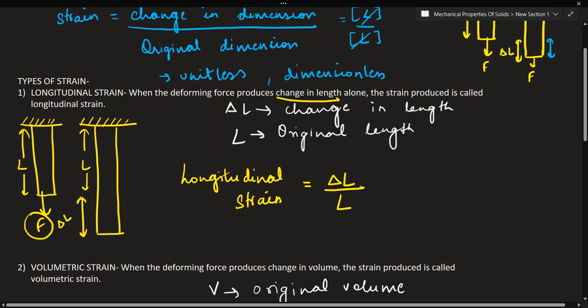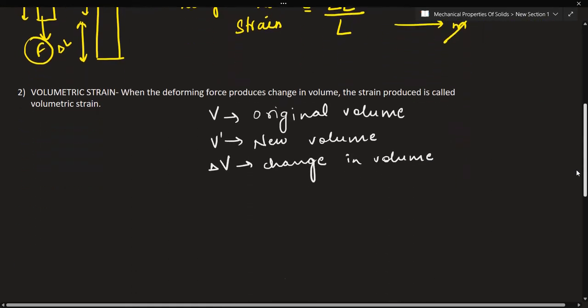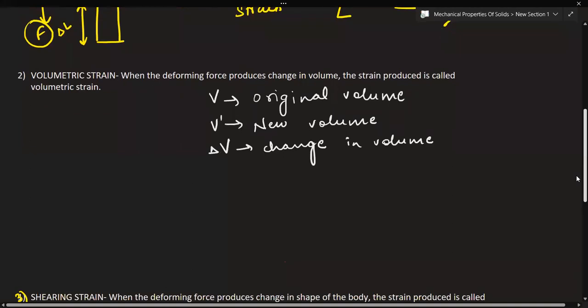So if the deforming force produces a change in length alone, then the strain we get is called longitudinal strain. What is the SI unit of length? Meter. And again the SI unit of length is meter, so that would cancel. That's how we get unitless. So that is known as longitudinal strain, when the deforming force produces a change in length alone. Now we have the second type of strain, known as volumetric strain.